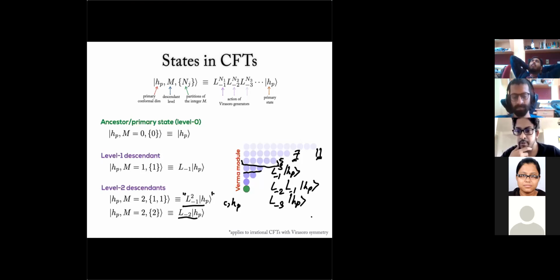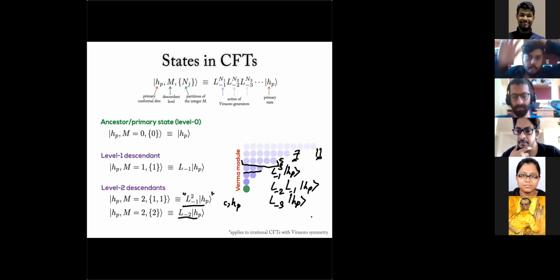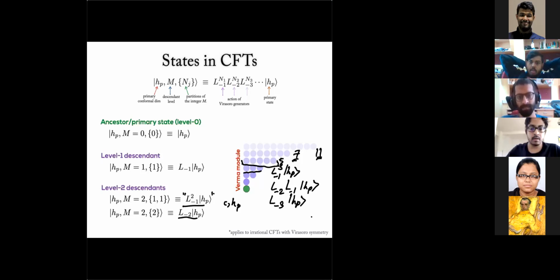Yes, there is another question. Thanks. For the examples that you have given in this slide, can you explain what this partitions of the integer m means? Thanks for the question.